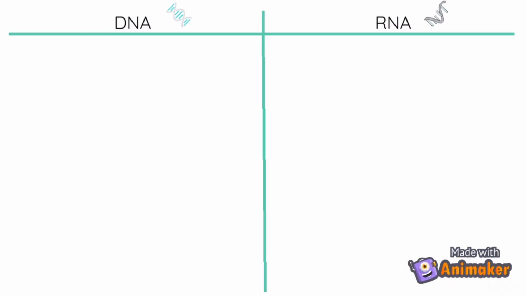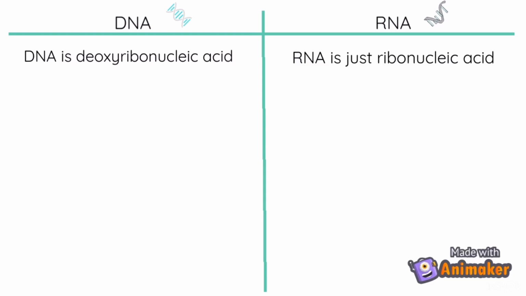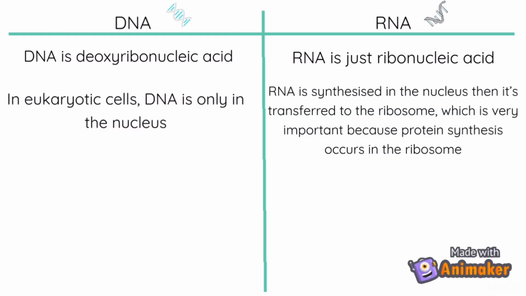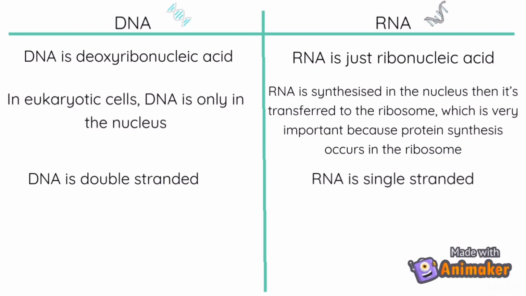How different is RNA from DNA? Except for the obvious, DNA is deoxyribonucleic acid, and RNA is just ribonucleic acid. In eukaryotic cells, DNA is in the nucleus and not in other places, but RNA is synthesized in the nucleus, then it is transferred to the ribosomes, which is very important because protein synthesis occurs in the ribosomes.